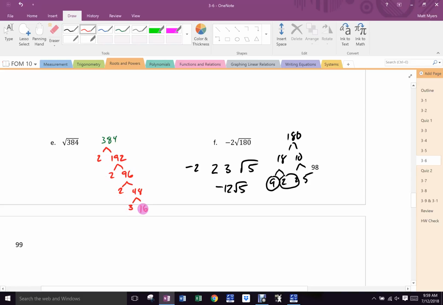Now, why am I stopping at 16? I want square roots, don't I? Does 16 have a square root? What is it? 4. So out comes a 4. So 16 is taken care of. What do you see right there? A group of 2. So what comes out? A 2. What do I do with those two numbers? Multiply them together to get 8. What did I leave under there? A 2 and a 3. 6.